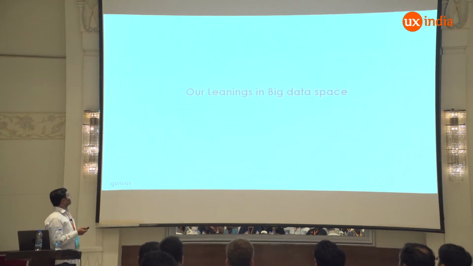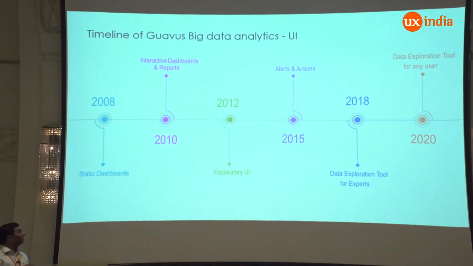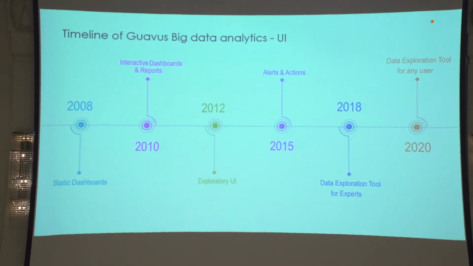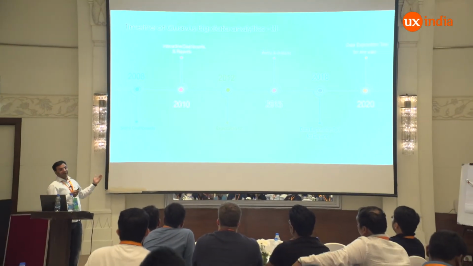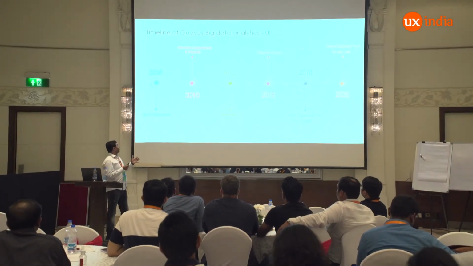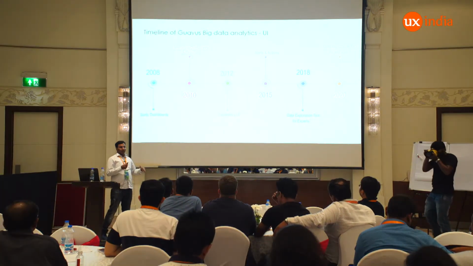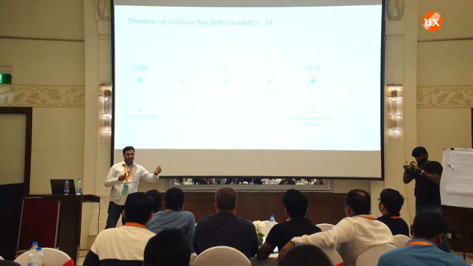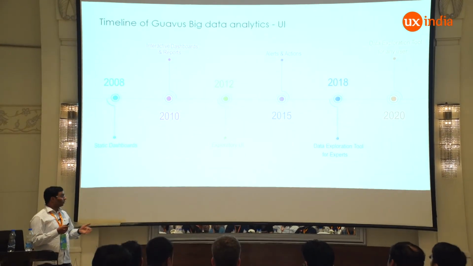So, our learning in the big data space. This is the Guavus timeline for our UI development in big data. We started in 2008 developing the UI in big data, with static dashboards. Then in 2010 we got a lot of requests from customers for interactive dashboards and reporting, because they wanted to understand their data deeper. In 2012, they wanted to drill down inside the data themselves. That's how we gave more power to the user.